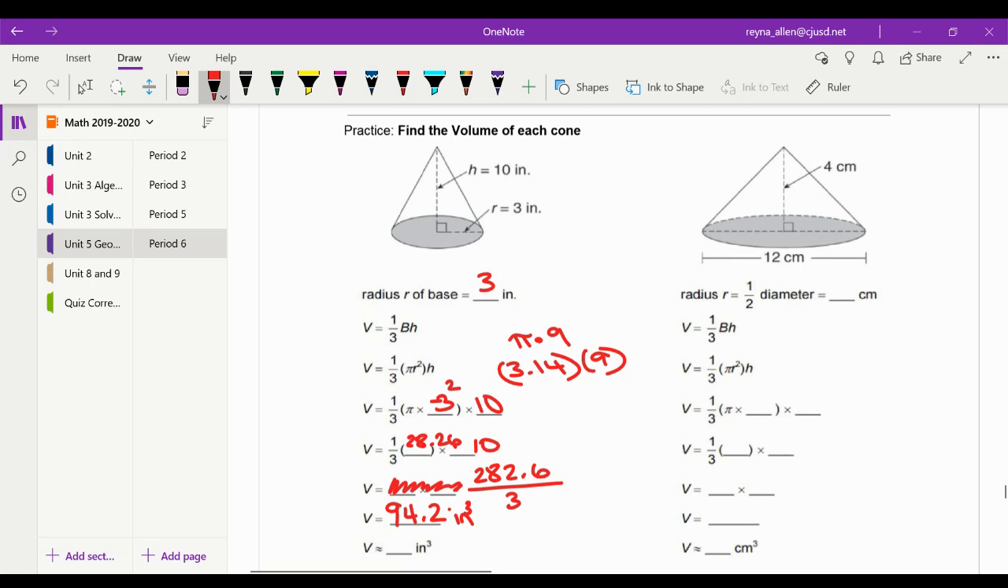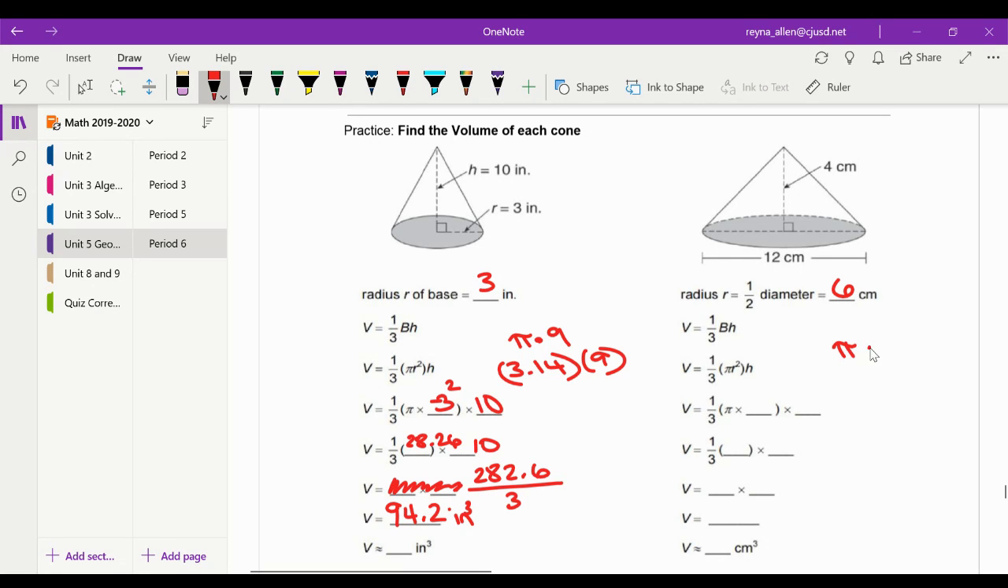Okay, this one says my radius is half of my diameter. That's because they gave us the diameter. So if my diameter is 12, what is my radius? Well, half of 12 is 6. Like I said, they don't give us enough lines, so we're just going to write it to the side.